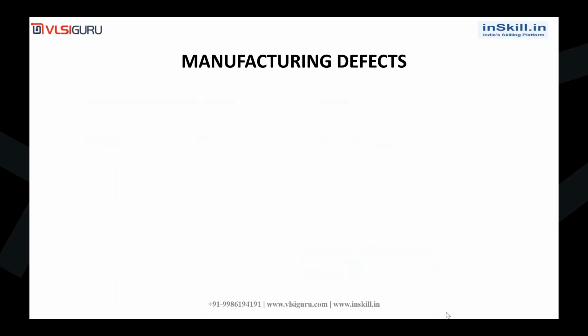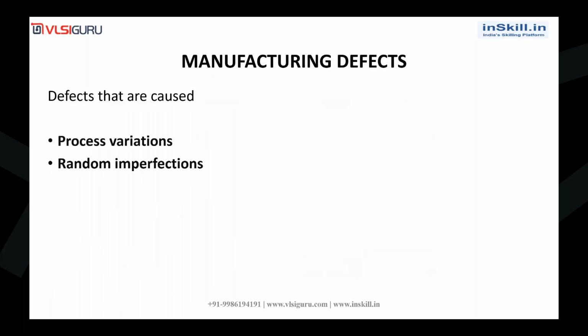So now we'll try to understand what are called manufacturing defects. These are the defects that are caused by process variation and random imperfections. Process variation means slight variation in transistor channel length and metal interconnect width and thickness. All those things will impact the logical and timing performance.